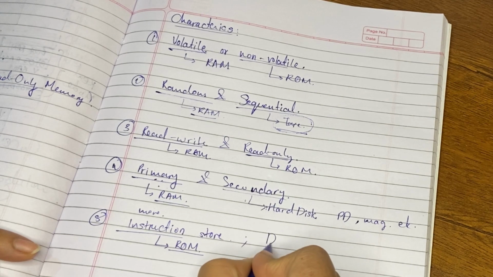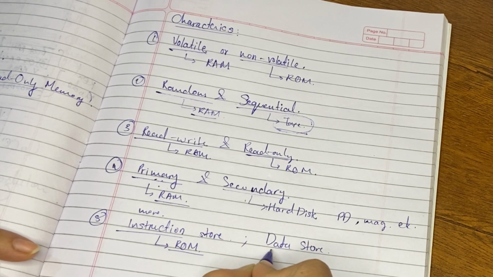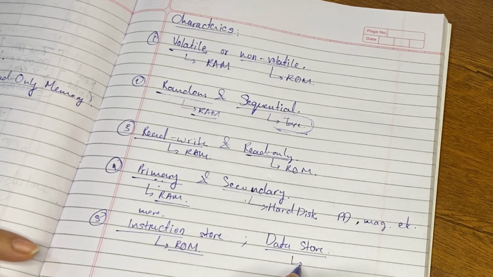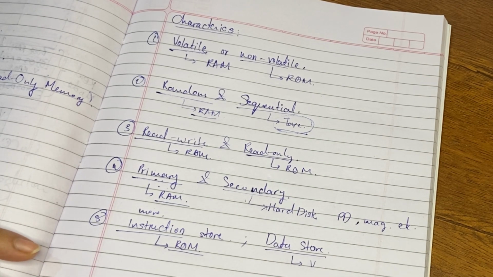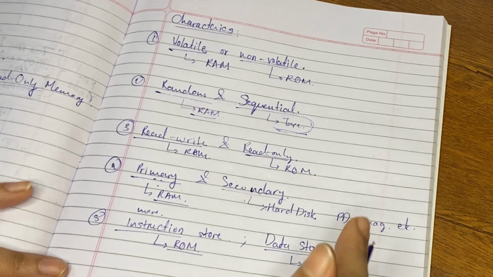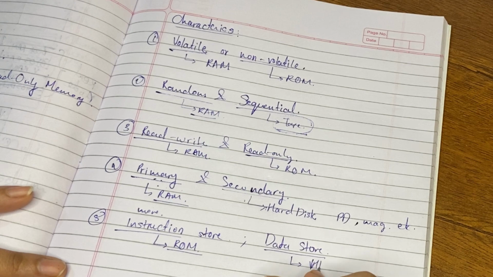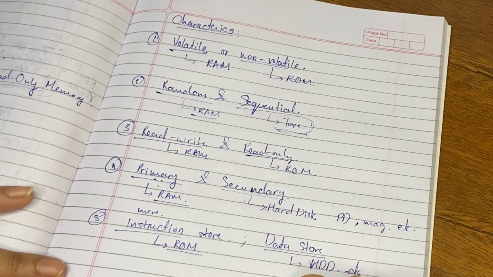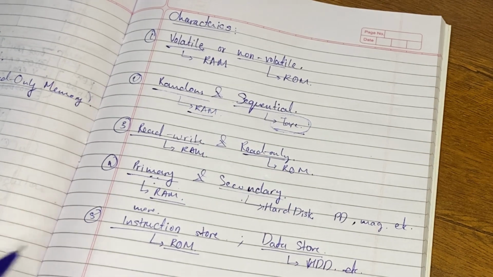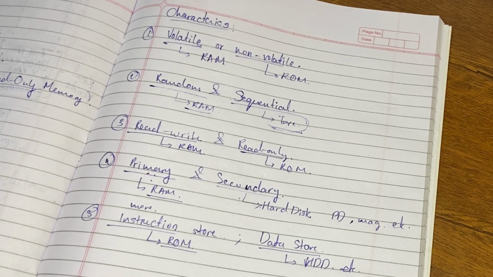And data store, for example, all the video, audio, or anything that can be accessed in large chunks, our general data, can be stored on secondary memory, for example a hard disk drive. So these are the examples of instruction store and data store. These are the basic characteristics of a memory.